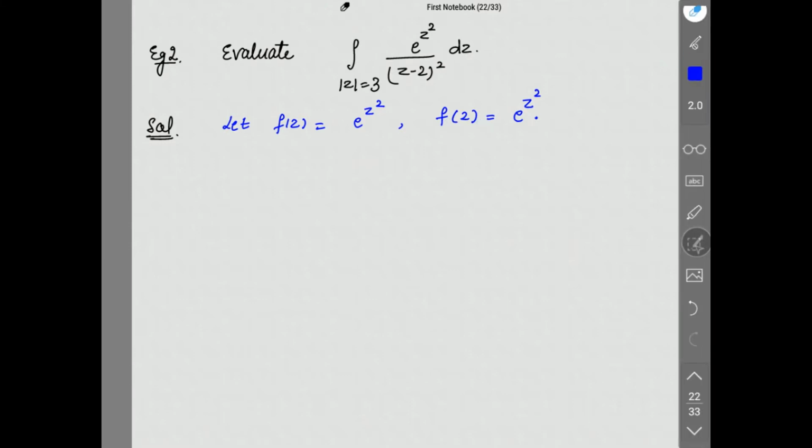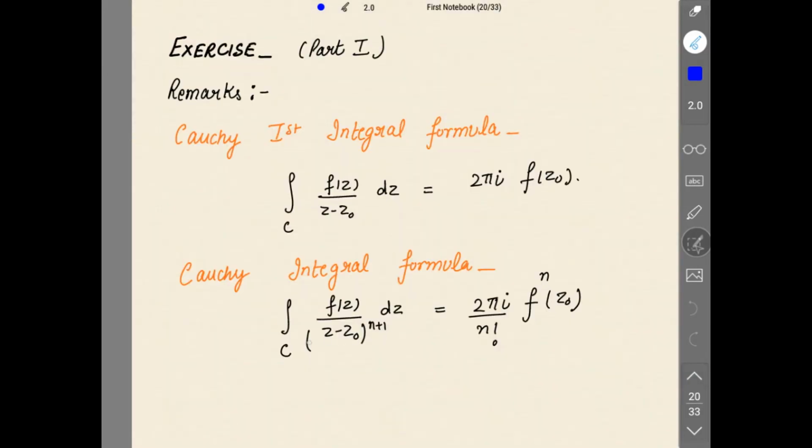In the formula, if you remember the Cauchy's integral formula, if you have your nth derivative, here it is n plus 1. What is your n plus 1? It is given to be 2, right? So what is your n now? N is equal to 1. Okay, so we have to find f dash z0. Is it clear? Here the power is 2, that means n will be 1, and we need f dash z0 in the example which we are doing.